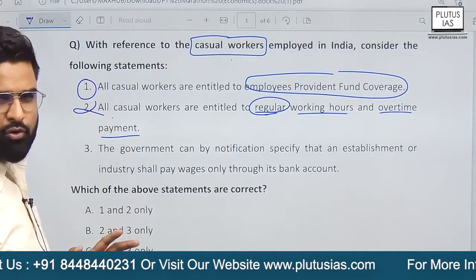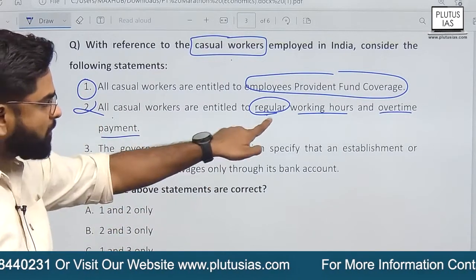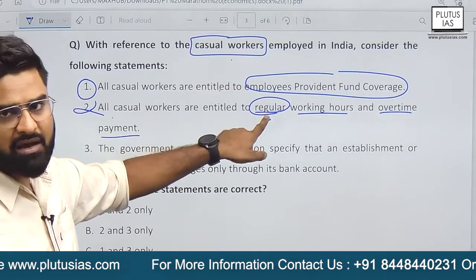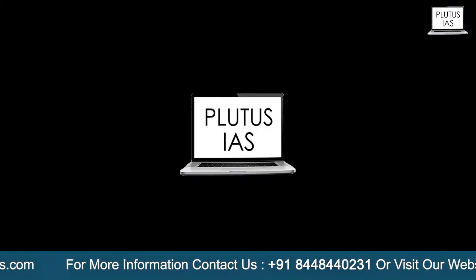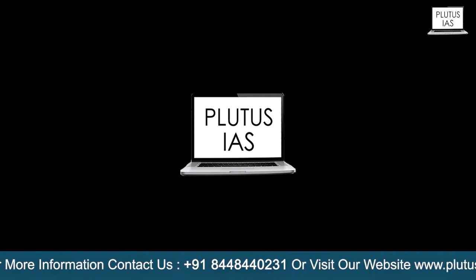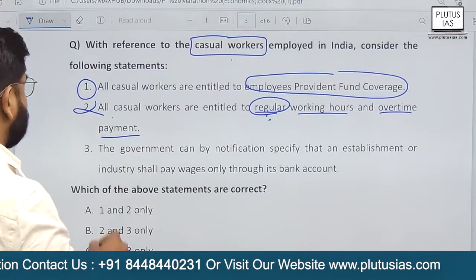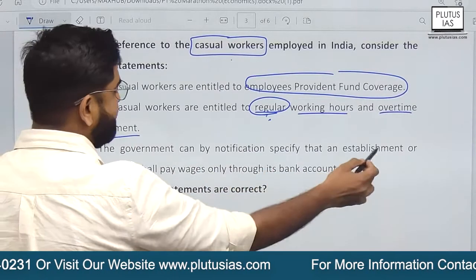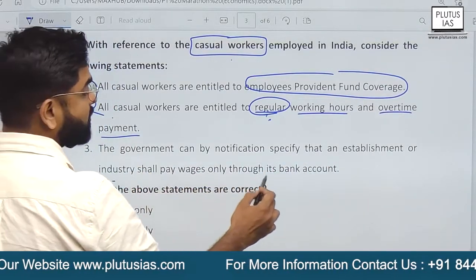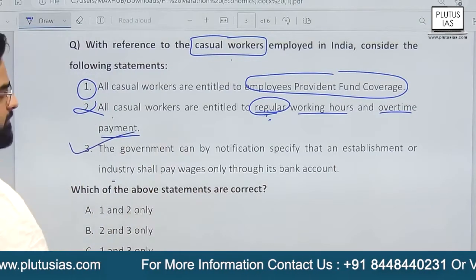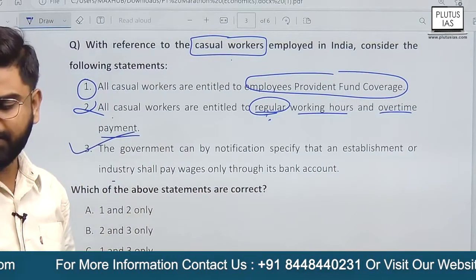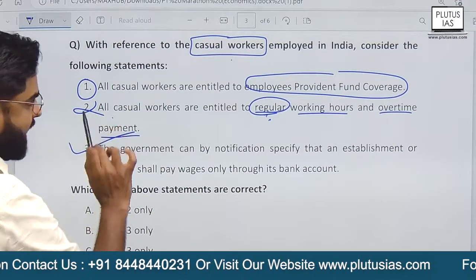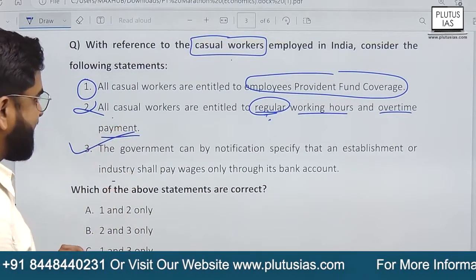In the first I am not sure. In the second I am sure it is wrong because it is talking about regular working hours. If they have regular working hours, then why would we call them casual workers? Wouldn't we call them regular workers of the company? Okay, that we have. Third, the government can by notification specify that an establishment or the industry shall pay wages only through its bank account. Yes, the government can. Under labor laws, the government can do that. Okay, so we have that. Ultimately, second I am sure is wrong. Third I am sure is right.